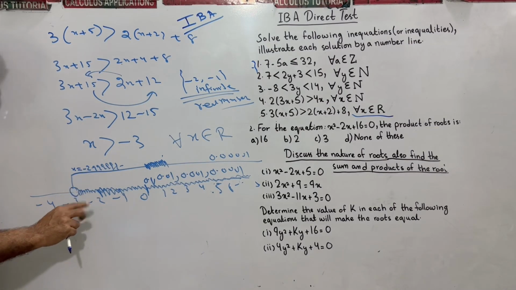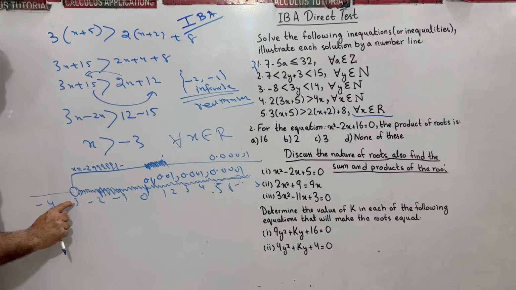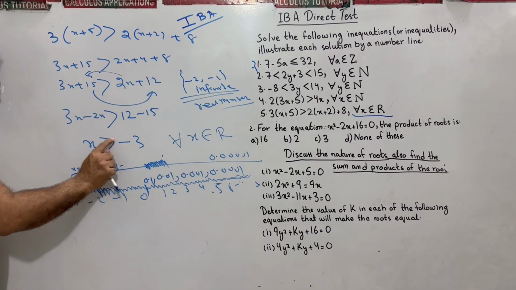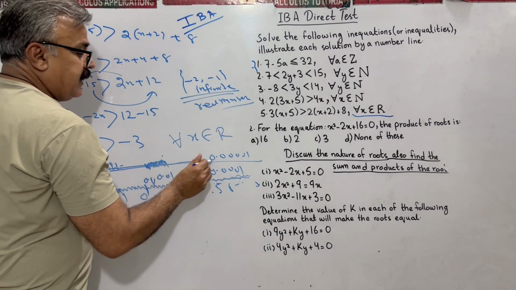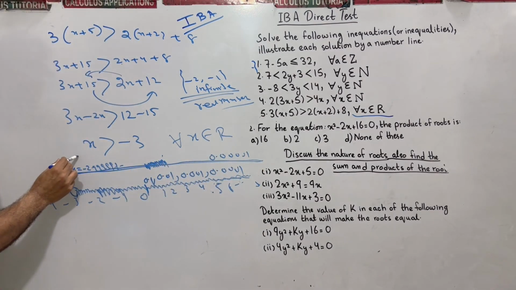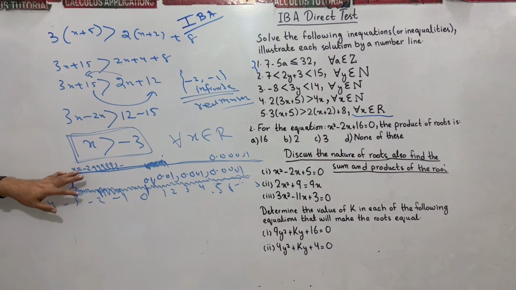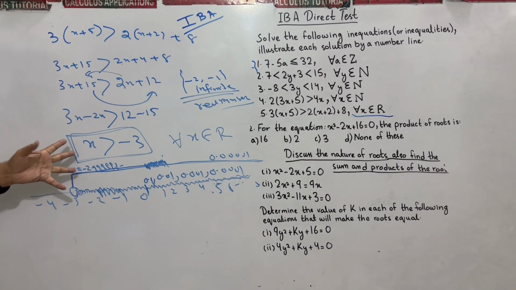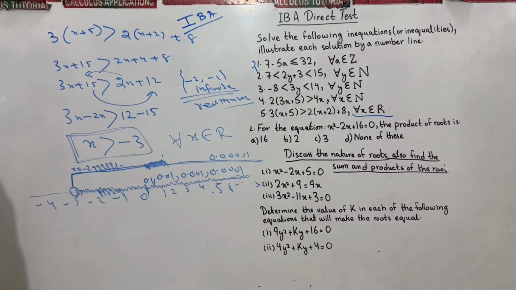For you, it is convenient: x is greater than minus 3, minus 3 is not included, it is excluded. Greater than means towards the right hand side, and it is better to write the solution in that form. But you should have a fair idea of how many numbers have been included. Infinitely many. Okay.